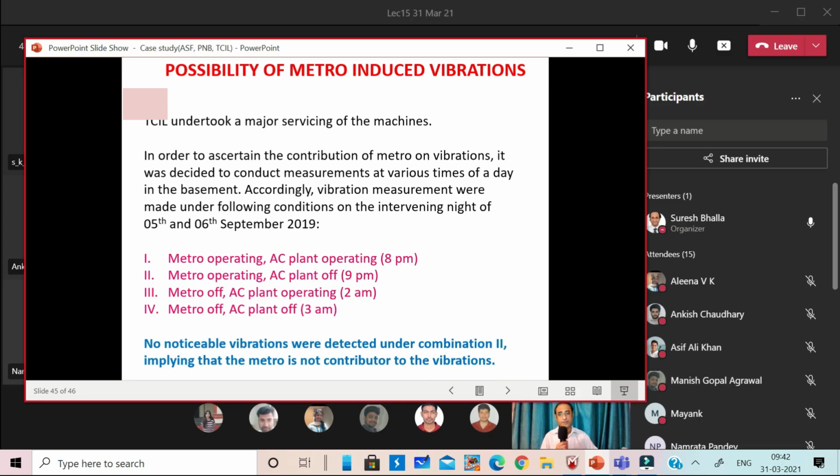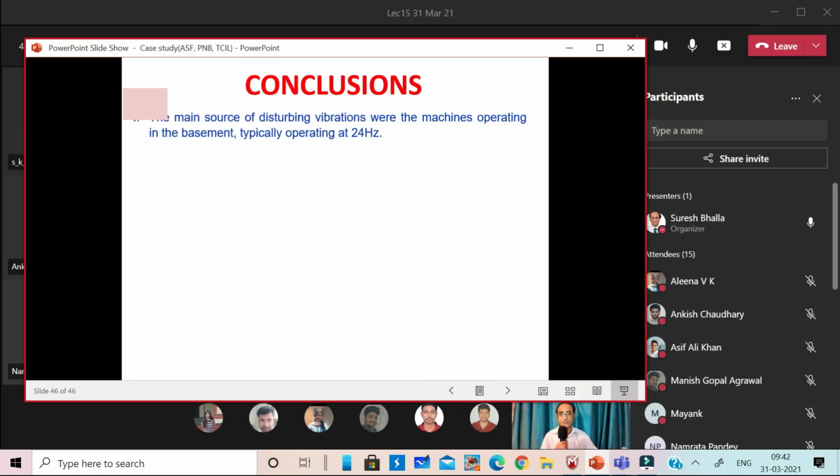So that was the main finding, and we can summarize the conclusions. We found that the main source of the disturbing vibrations were the machines in the AC unit located at the basement. 24 Hz was the operating frequency, and there was no evidence of metro-induced vibrations. And basically the metro operates at very large depth, more than 30 meters, and the metro does take suitable measures so that the vibrations are not transmitted to the ground floor level. They are ending within the soil itself.